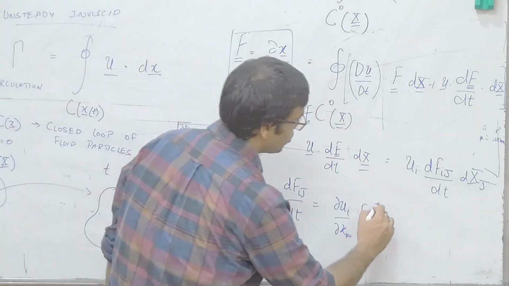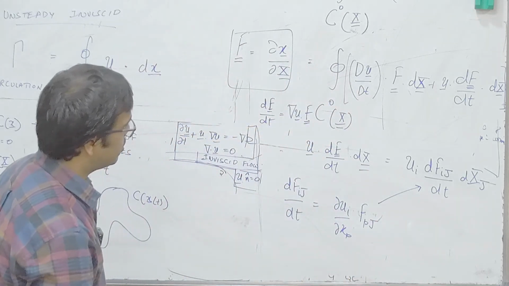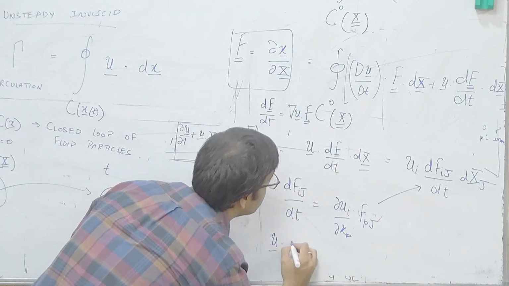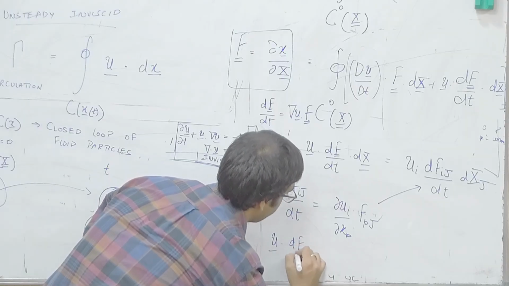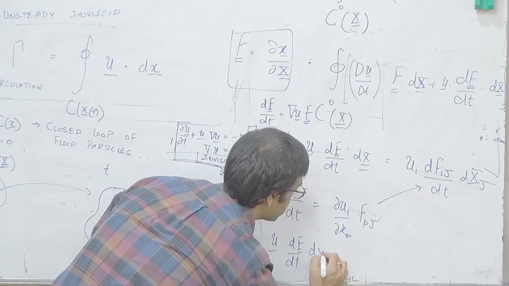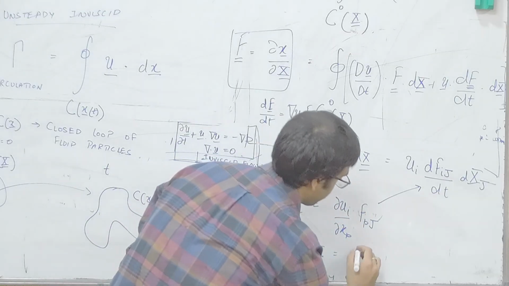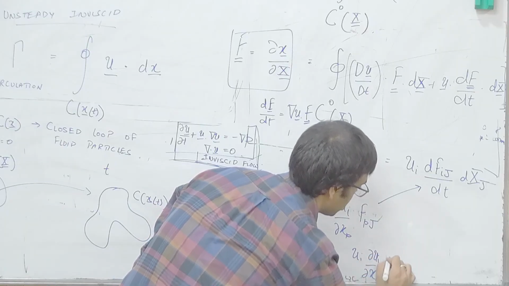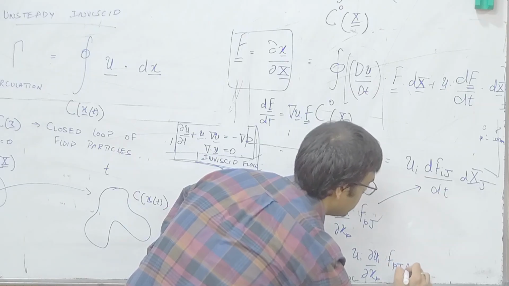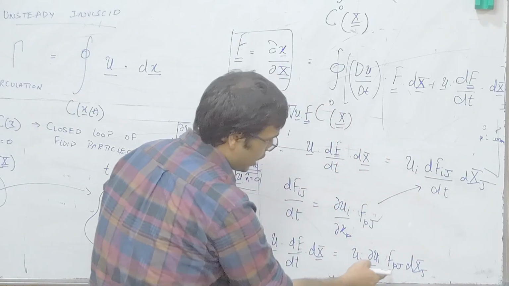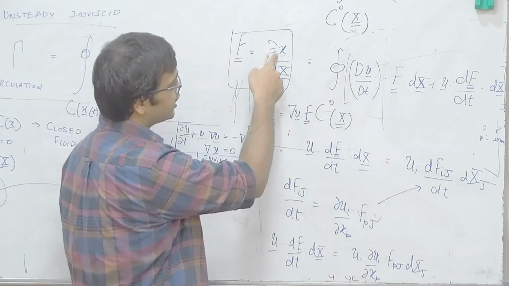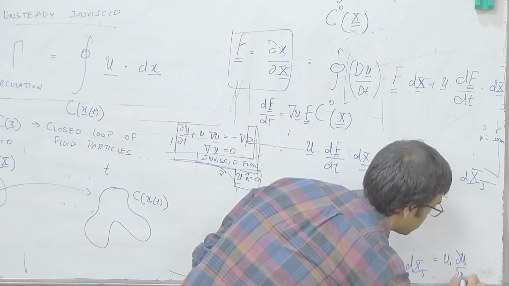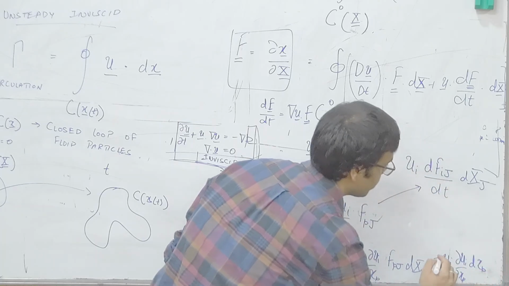Okay, and then when you substitute it here, u dot df over dt dx will become u_i del u_i over del x_p f_pJ dx_J. f_pJ dx_J is nothing but d small x_p. So this is u_i del u_i by del x_p d small x_p.